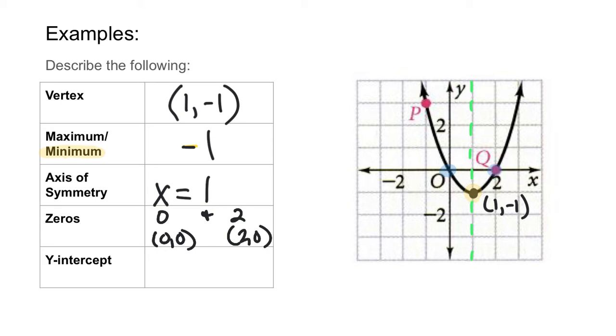And then our y-intercept is the point where it touches the y-axis. So my y-axis, remember, is the vertical one. It touches the y-axis right here at 0, 0. So we're just identifying those characteristics.